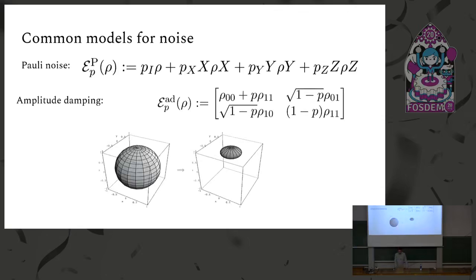And the one I want to mention, because it's important for the result that we have later on, is the amplitude damping channel, which is this flow towards the ground state of the qubit. And that's represented in this picture here. Okay, so that's a very quick crash course in noise channels.